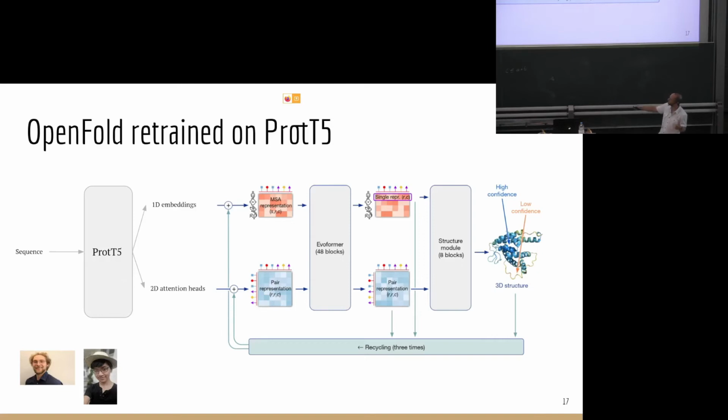They threw out template search and MSA generation and plopped in Prot-T5. So everything we do now is we put in a sequence, put it into Prot-T5, extract 1D embeddings, and push that into the MSA representation, which no longer is an MSA representation at this point, it's just the 1D embedding from Prot-T5. And instead of template information, we're putting the 2D attention heads into the pairwise representations. And everything else is essentially the same. The rest is the AlphaFold architecture, just retrained now on Prot-T5 embeddings.